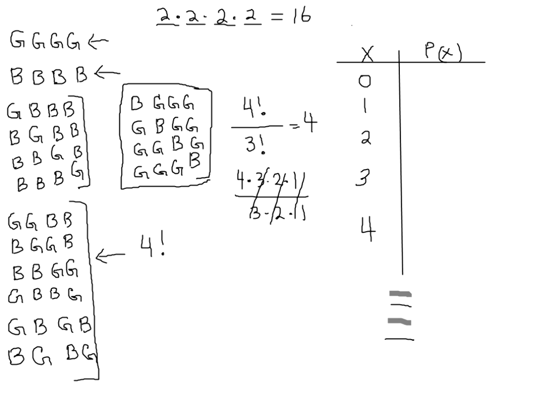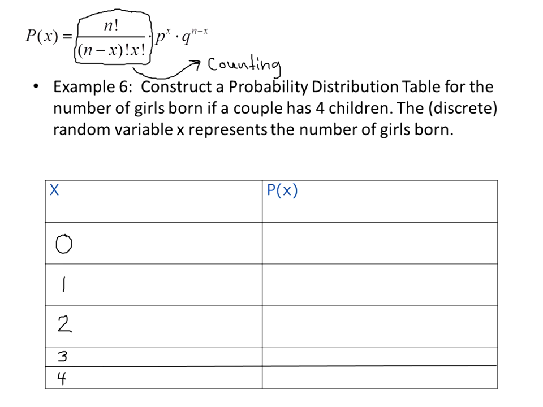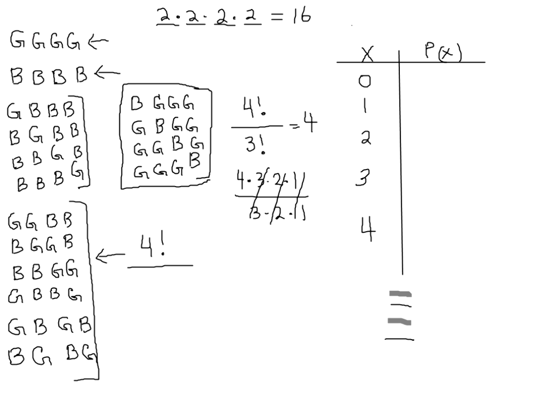We know we have 4 children, so that n goes in the numerator. The 4 factorial goes in the numerator. That's this part over here. X is the number of successes. Here it's girls, so that's the 2 factorial. And then n minus x is whatever's left over. So we have 2 items that are identical. We have 2 boys and 2 girls, so our denominator is 2 factorial times 2 factorial.